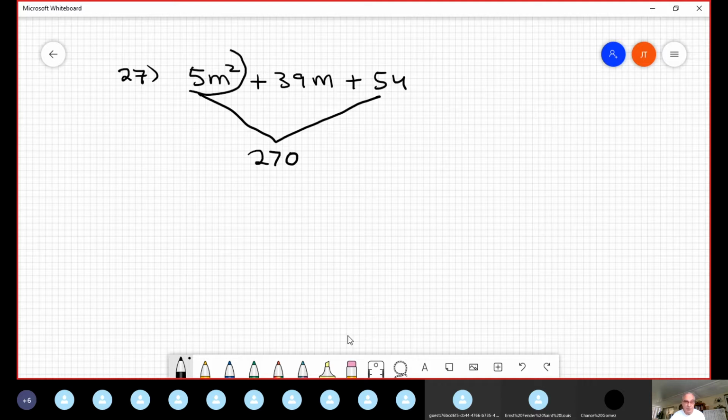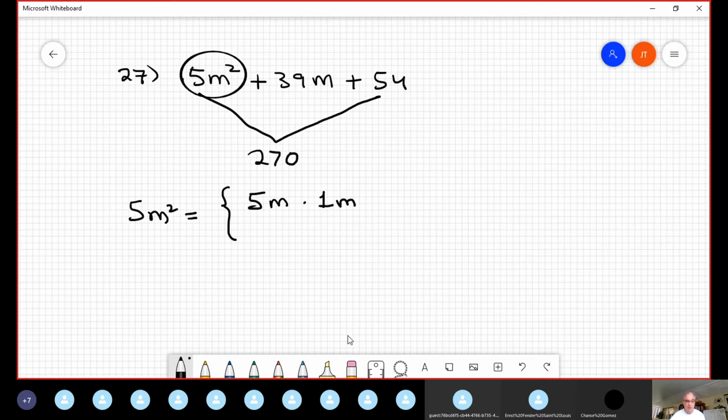You take the first one, the 5m squared, and you break it down. Well, this is easy because 5 is a prime number. And the only possibility is 5m times 1. It's the only possibility because 5 is prime. And 54 is not prime. We have several combinations. For example, 54 times 1 is one possibility.